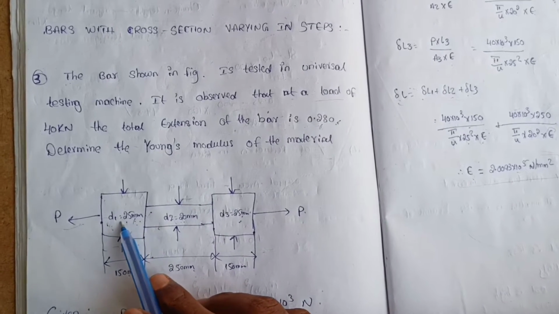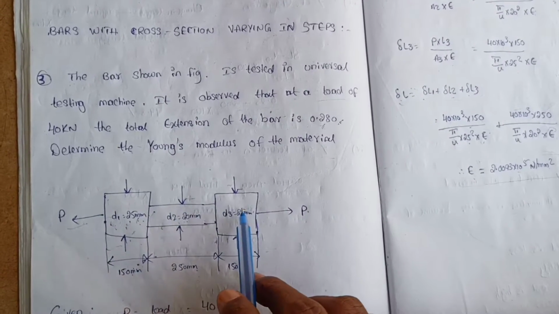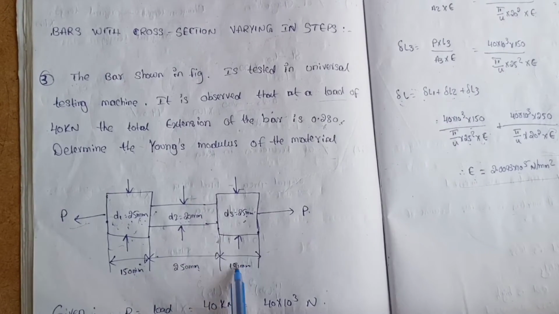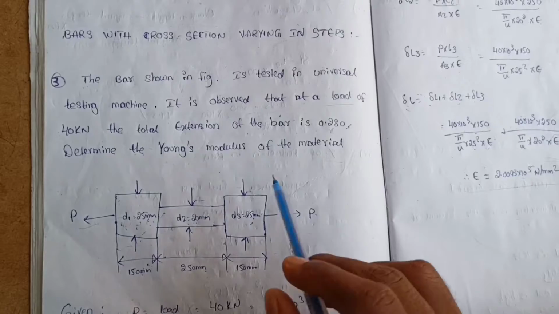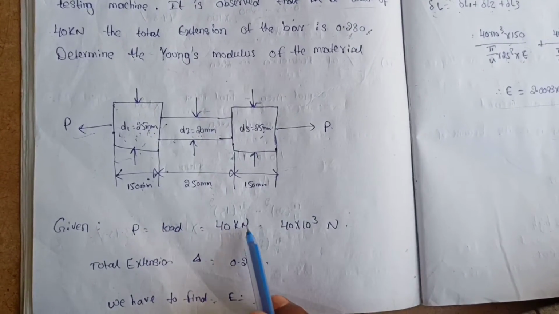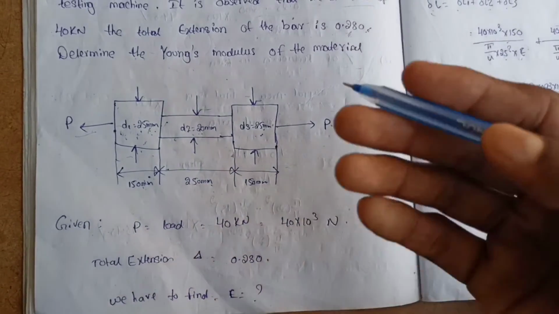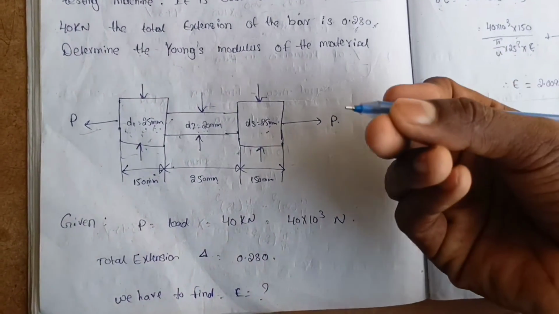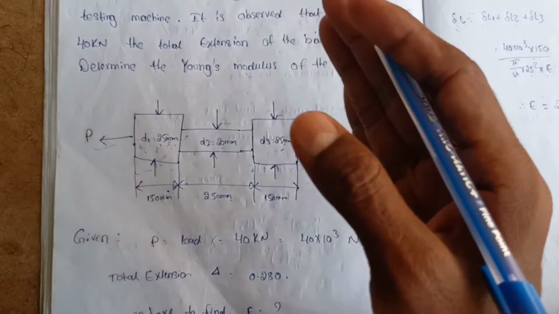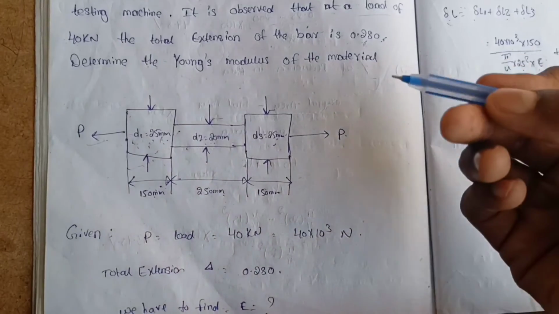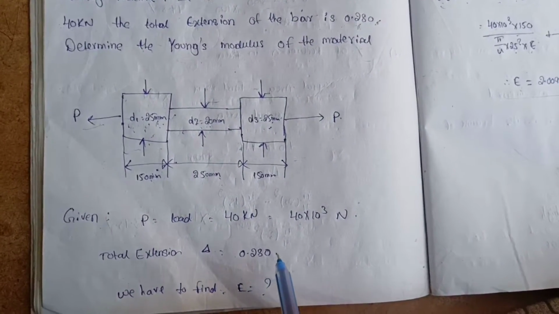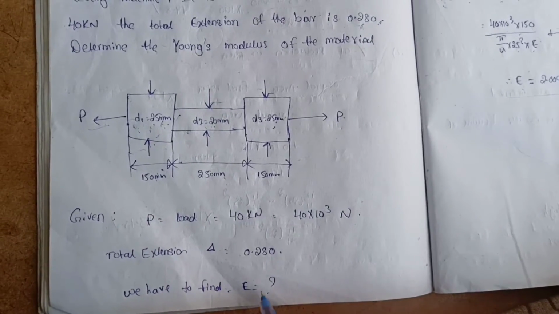So here they have given D1, D2, D3 with different diameters, and different lengths L1, L2, L3, and there is a load. The load given is 40 kilonewtons. In terms of newtons, 40 into 10 cube. This is very simple. If the question gives kilonewtons, it will be converted into newtons by multiplying by 10 cube. They also gave the total extension 0.280, and we have to find Young's modulus.